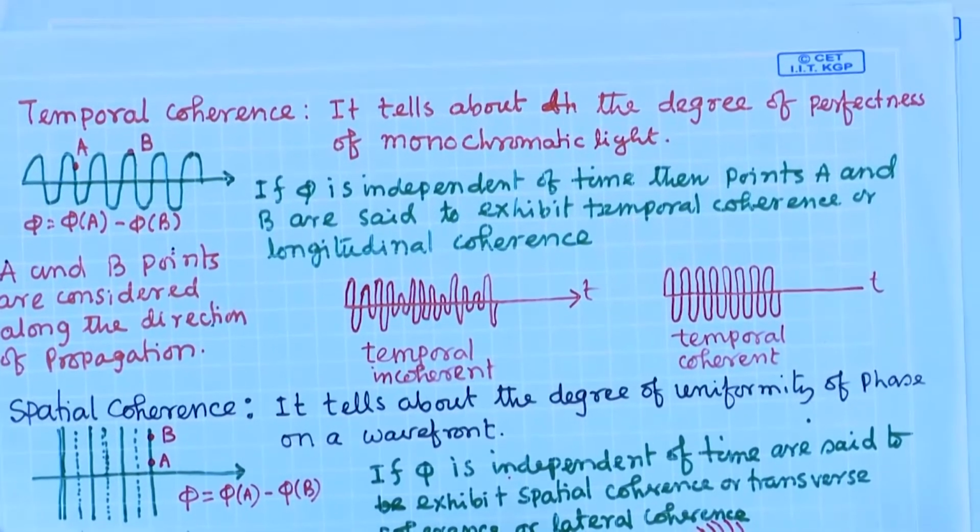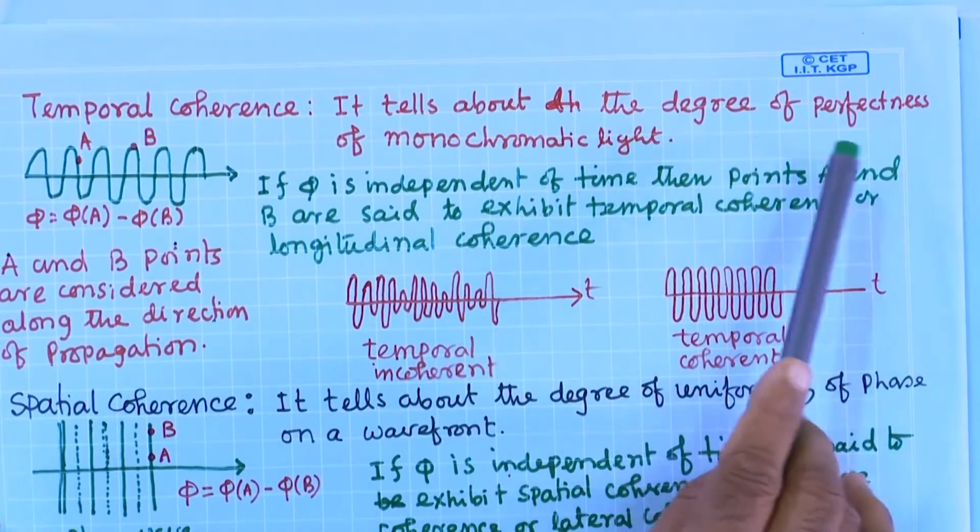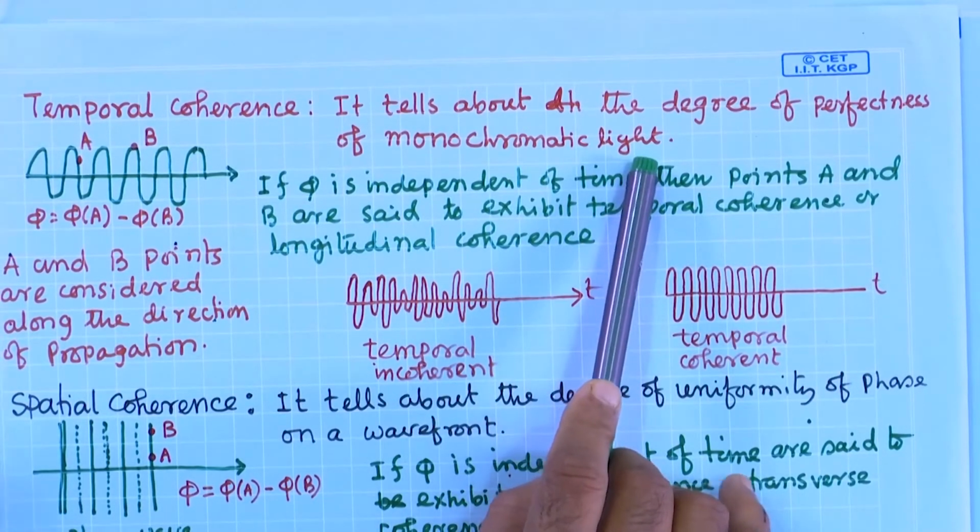So, whatever conditions we state for getting a coherent source, there is a limitation on them. It will not hold for any time, or for any distance. That is why these two terms, temporal coherence and spatial coherence, have come up. We will discuss more on this issue. So, what is temporal coherence? It tells about the degree of perfectness of monochromatic light, as I discussed.